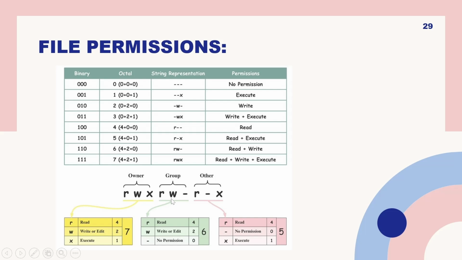The group has r, w and a hyphen, meaning no execute permission, so in octal it is 6. Others don't have write, so it is 101 in binary, which is 4 plus 1, that is 5. I hope you have understood the octal and string representation. Now let's move ahead.